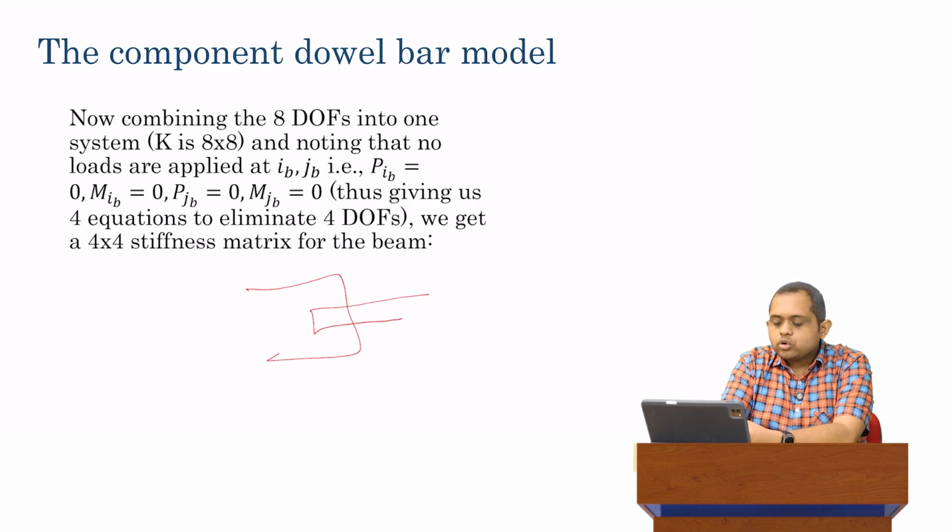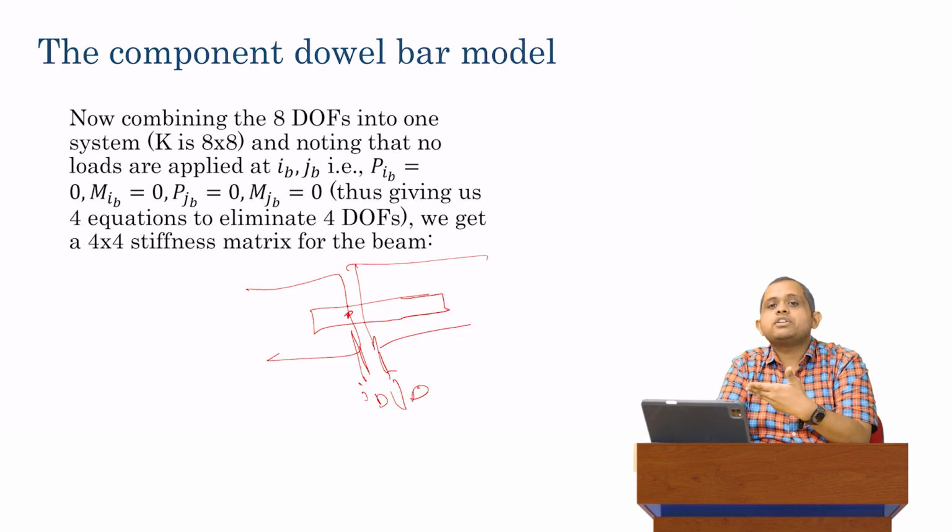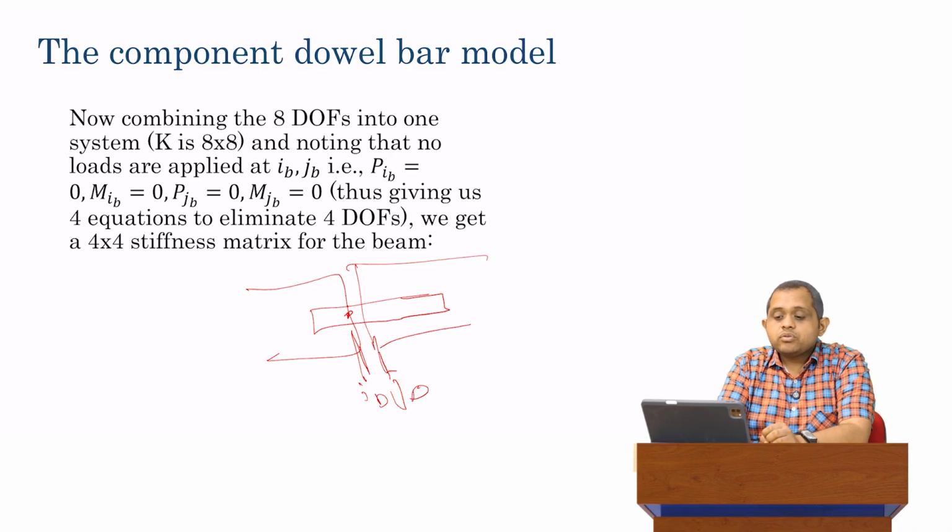Again, I'm drawing this. We know one thing about the physics, and that is that if we consider this part, IB, what we call the points IB and JB, then we know that no load is ever going to be applied at this node. This node is basically a free node. It's open, it's on the face, and a load is never going to be applied on that node, which means we can write that P at IB is equal to 0, and the moment at IB is also going to be equal to 0. Similarly, P at JB is equal to 0, M at JB is equal to 0.